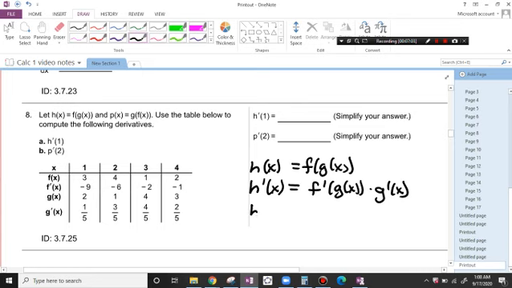And therefore, let's knock this out. H prime of 1 is f prime of g of 1 times g prime of 1. All of this stuff should be in the table. G of 1 is 2. This is f prime of 2 times g prime of 1. Well, g prime of 1 is 1/5.